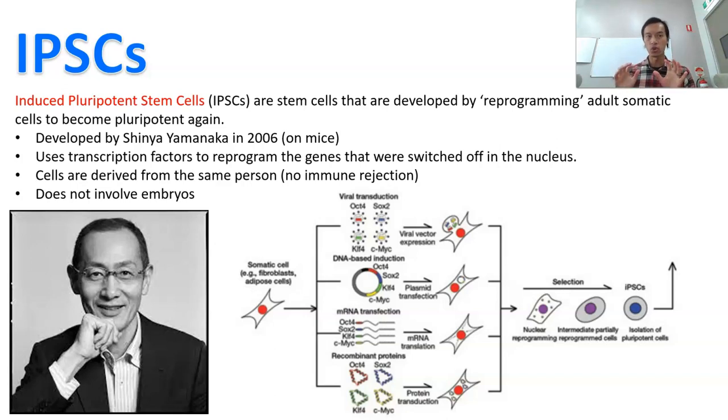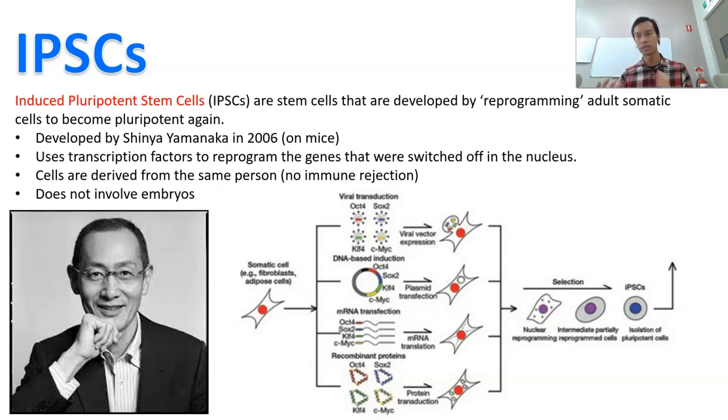Now, it probably is also worth mentioning that one of the more recent medical endeavors, and when I say recent, I mean the last 15 or so years, is actually induced pluripotent stem cells. These are stem cells that are developed by reprogramming the adult stem cells that are no longer pluripotent to become pluripotent again. The idea was developed by Shinya Yamanaka in 2006 on mice, where he used transcription factors to reprogram the genes that were switched off in the nucleus and essentially switch them back on so that the cell has the ability to be pluripotent once again.